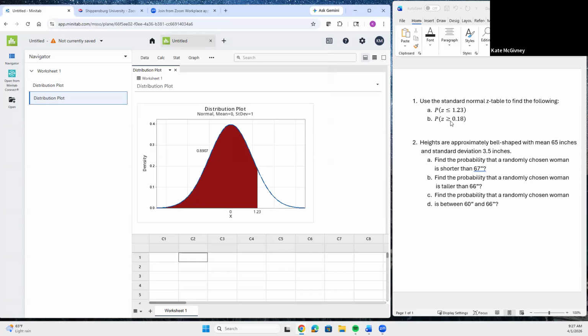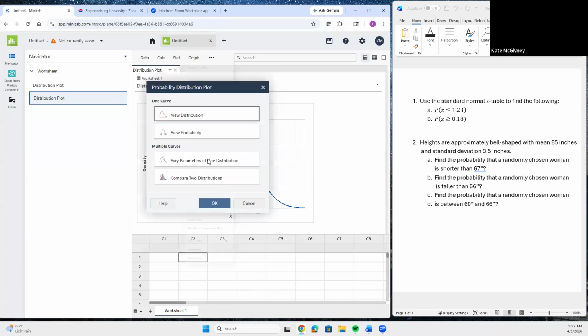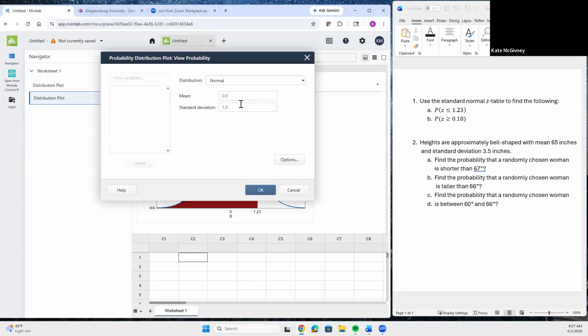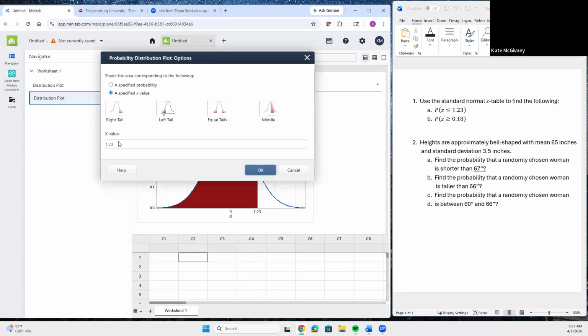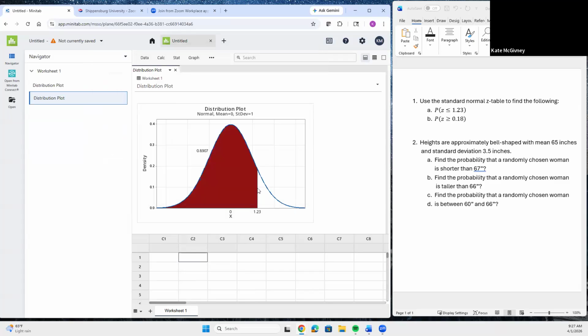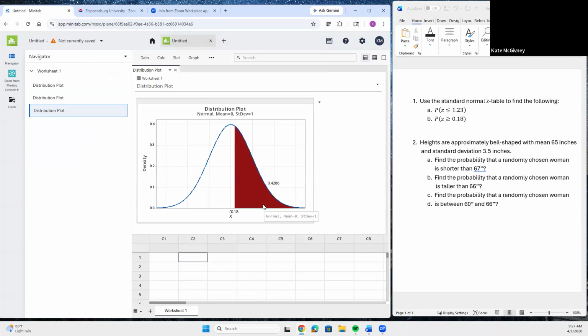To do the next problem, when z is greater than or equal to 0.18, 0.18 is right about here, and we now want the area to the right. So go to Graph, Probability Distribution Plot, View Probability, click OK. We still have the standard normal. Under Options, change your z value to 0.18, and we want the area shaded to the right, since greater than is to the right, right tail. OK and OK again, and we get 0.4286.